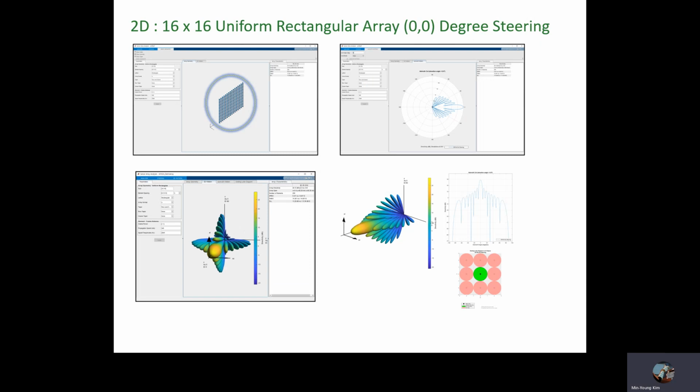Let's see a more interesting 16 by 16 uniform rectangular array. This is basically similar to a linear array, and as we already recognized, this has two-dimensional azimuth and elevation angle steering control. Two-dimensional arrays show a more accurate, narrow beam width, a focused beam targeting the user.